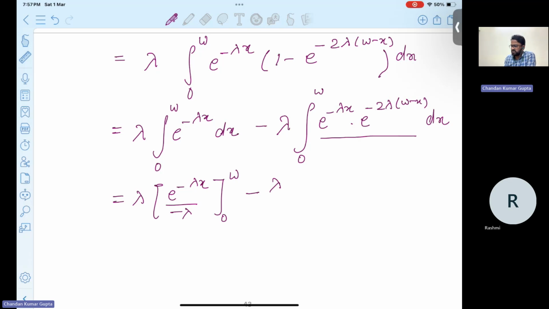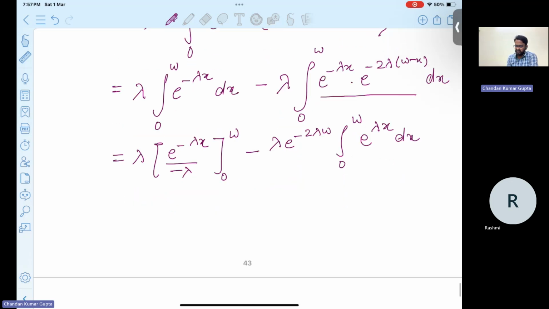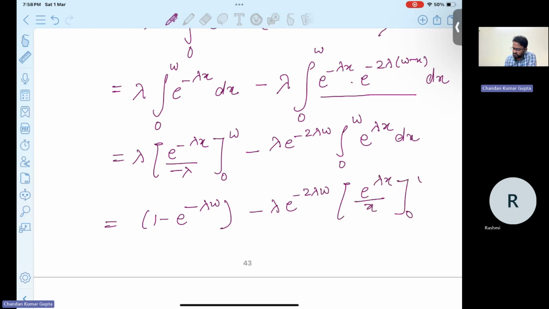Then e to the power minus 2 lambda w is taken outside from the integral actually. E to the power minus 2 lambda w is taken outside. Then 0 to w e to the power plus lambda x dx is there. Okay, and the first part is simplified and comes out to be 1 minus e to the power minus lambda w, minus the second part, e to the power minus 2 lambda w, and e to the power lambda x on lambda, 0 to w.